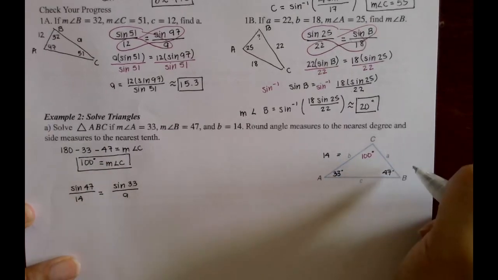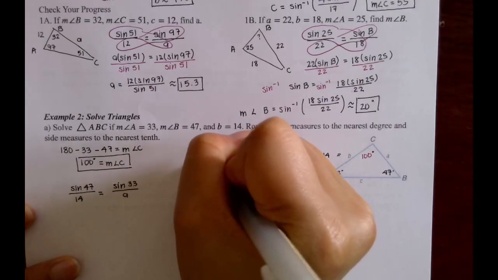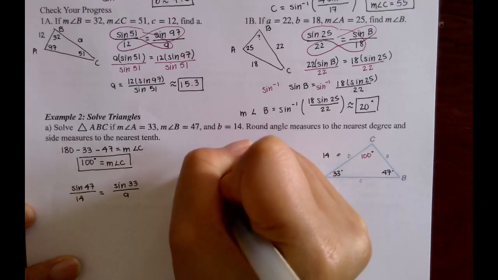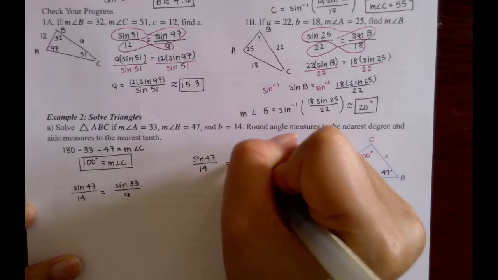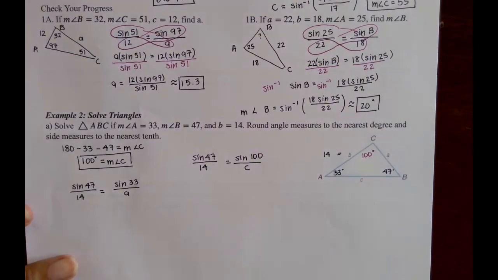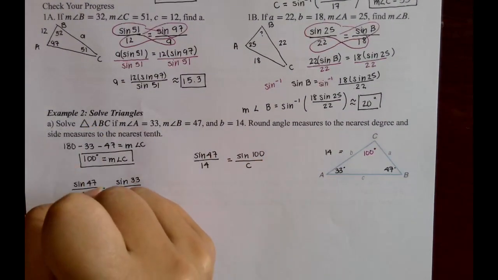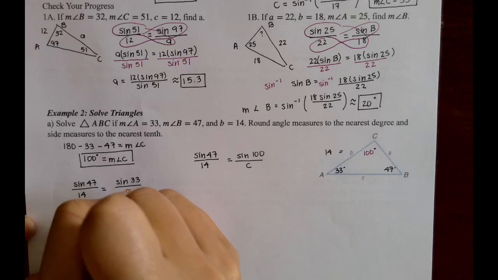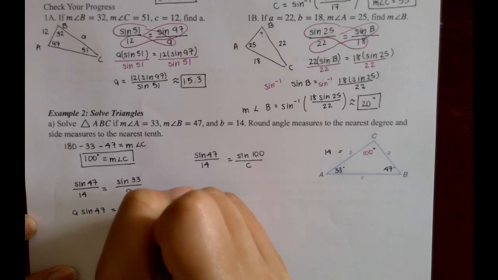Okay. We're going to do the same thing to find C. So our complete set is B. So sine B over B. So sine 47 over 14 equals sine C, which is 100 over my unknown C. Okay. So then let's cross multiply. This becomes A sine 47 equals 14 times sine 33.